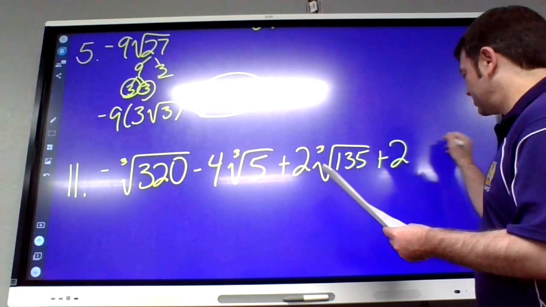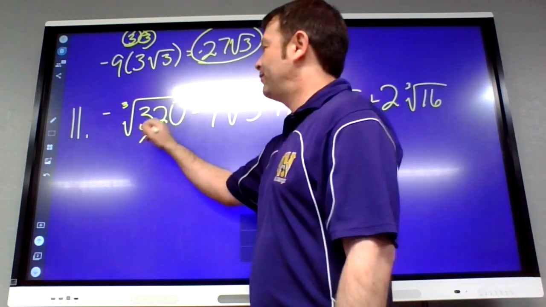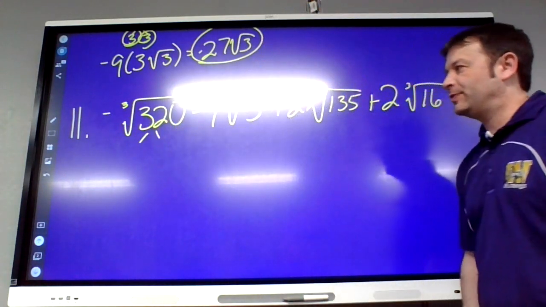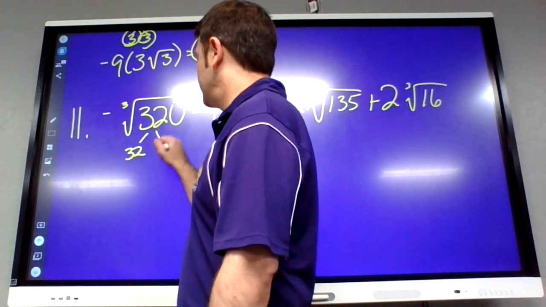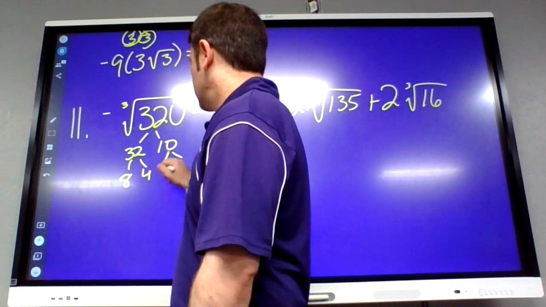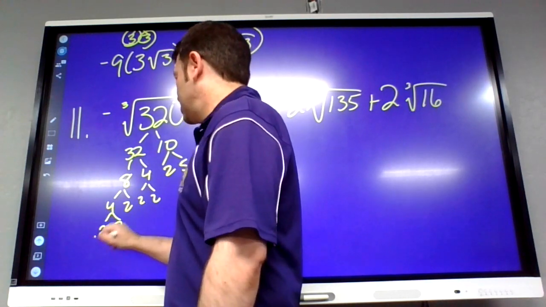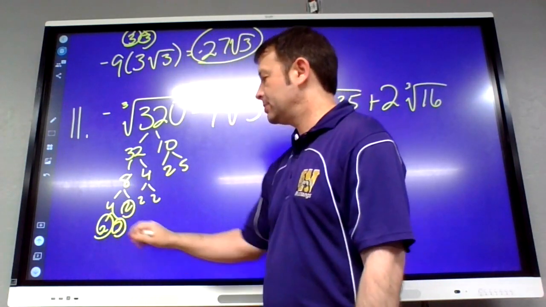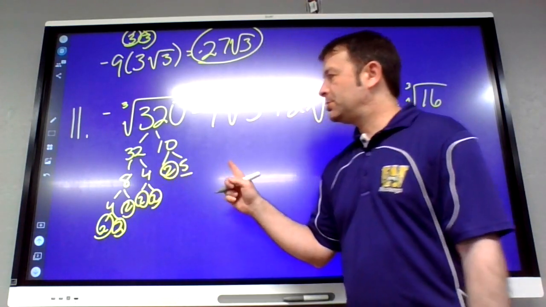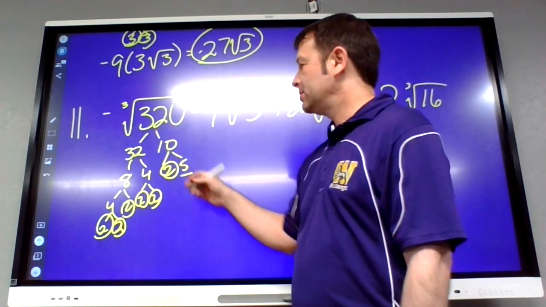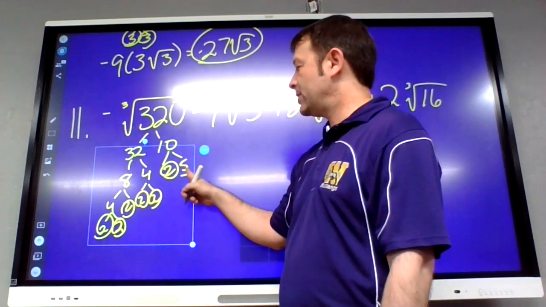Okay, right now it doesn't look like any of these can add together, right? But if we simplify, we might find out that some of them actually do. So you're supposed to do the tree. Let's do 32 times 10. Because this is a cube root, we need triples to escape. So I've got a 2 and a 2. So 2 2's get out. So this is going to be negative 4 cubed root of 5.